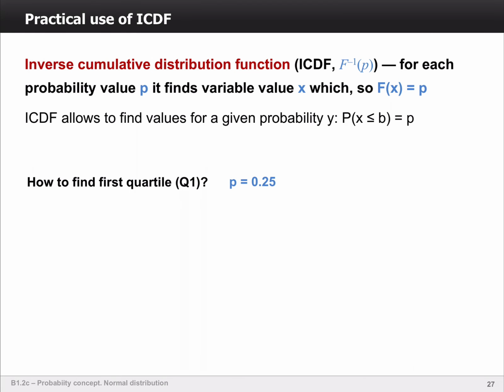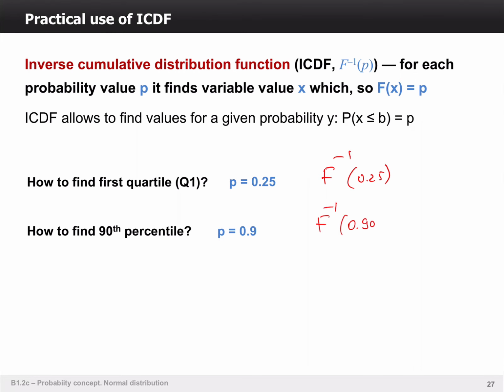You can think about ICDF as a quartile function. Remember we used some linear approximation to estimate quartiles. If you know the theoretical distribution, you don't need to do any linear approximation, because in this case ICDF is a function that gives you quantiles. For example, if you want to find the first quartile, you just need to call this function for 0.25, because you have 25%. Or if you want to find the 90th percentile, you just call this function for 0.9, and so on. So we use ICDF to find the values for different quantiles.